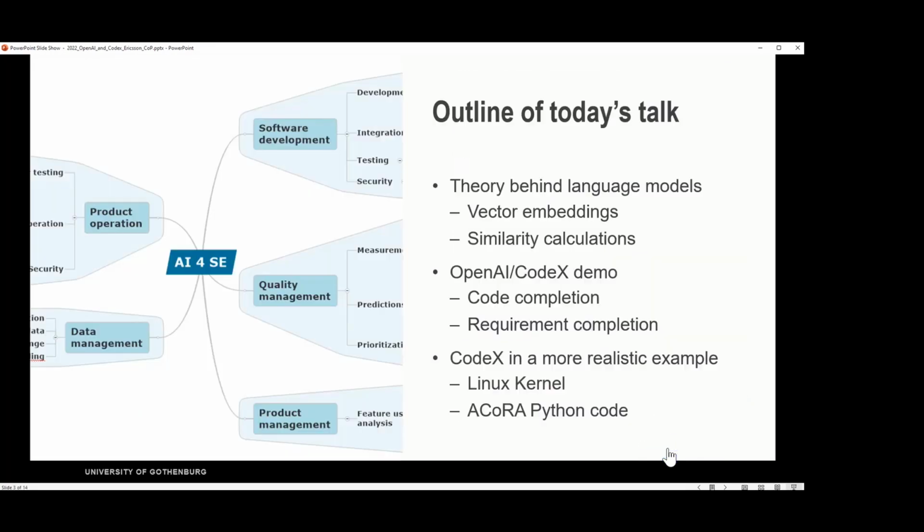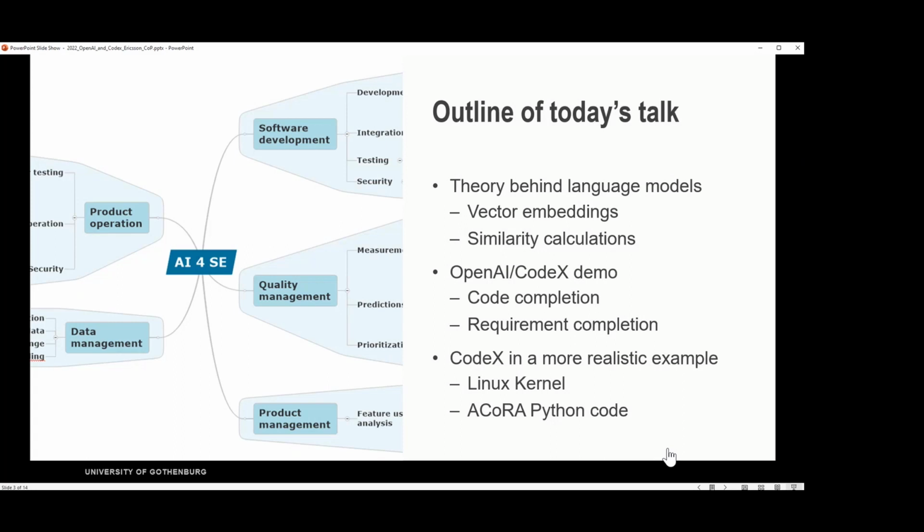So today, I will talk a bit about this OpenAI, which is the next cool thing that a lot of people in the machine learning community have been talking about. I will talk a bit about why this is so hyped, and I will also go a bit into the theory of language embeddings and understanding vectors and matrices that are behind understanding of language and programming languages by OpenAI and its Codex part. And then I will show a few demos about how to do code completion and requirement completion.